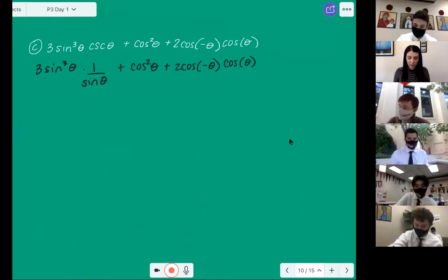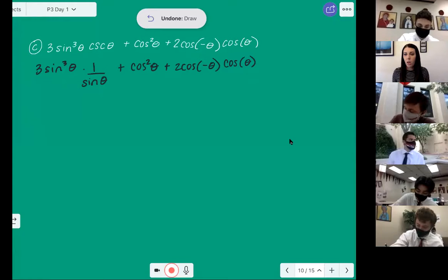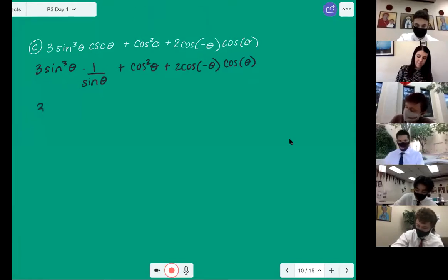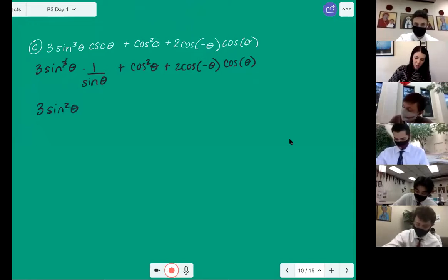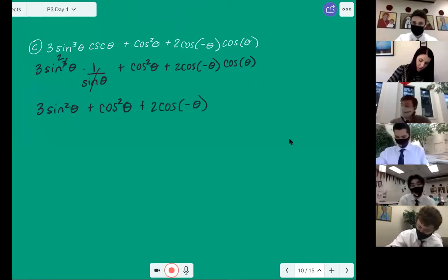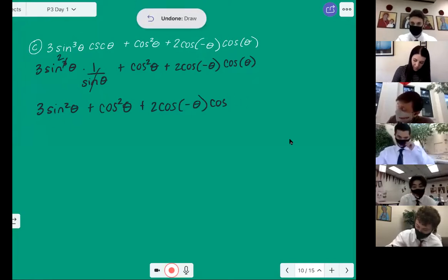Okay, Jorge, what can you do with that now that you've made that 1 over sine theta, and it's times, or like there's really a sine cubed over 1 over here? What can I do? Well, you could multiply them together and then you could get 3 sine squared theta. Fantastic job. So we can essentially cancel one of them out, right? We can cancel out the cubed and we're left with a sine. And then that cancels out this divide by sine over here. So we've got 3 sine squared plus cosine squared plus 2 cosine of negative theta times cosine of theta. I don't know why I randomly sometimes use parentheses and sometimes not.